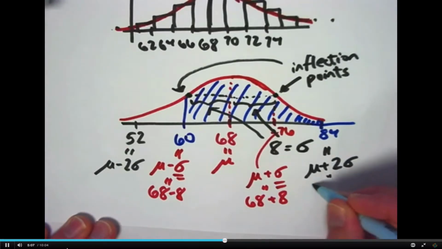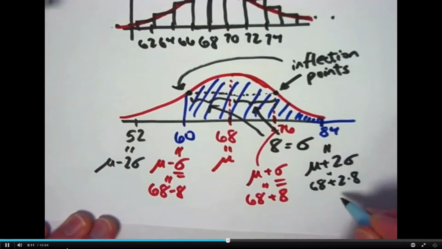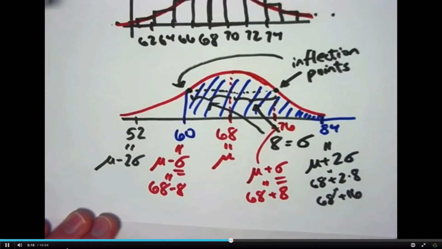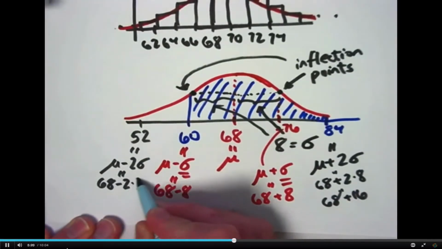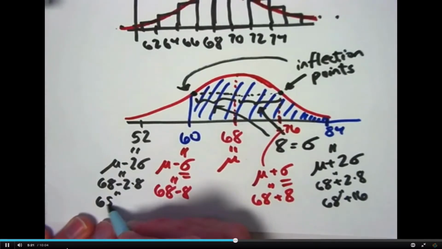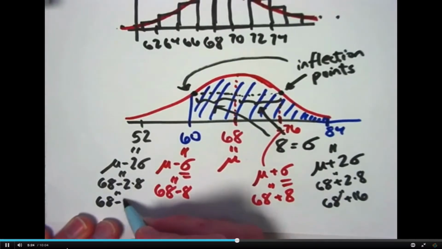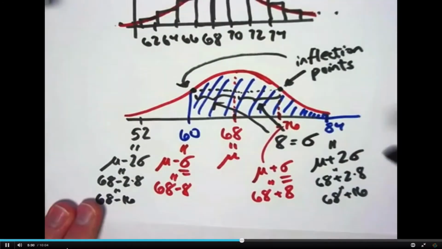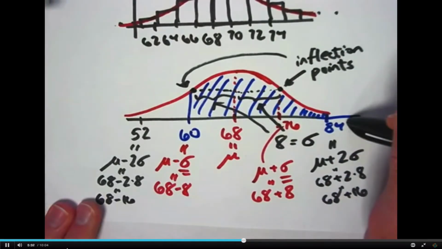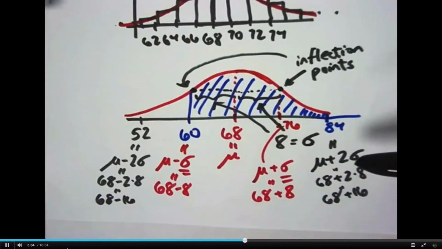2 times 8, 68 plus 2 times 8 is 68 plus 16 is 84. This is 68 minus 2 times 8, 68 minus 16 is 52. To have a resting heart rate between 52 beats per minute and 84 beats per minute means your resting heart rate is within 2 standard deviations of the mean.